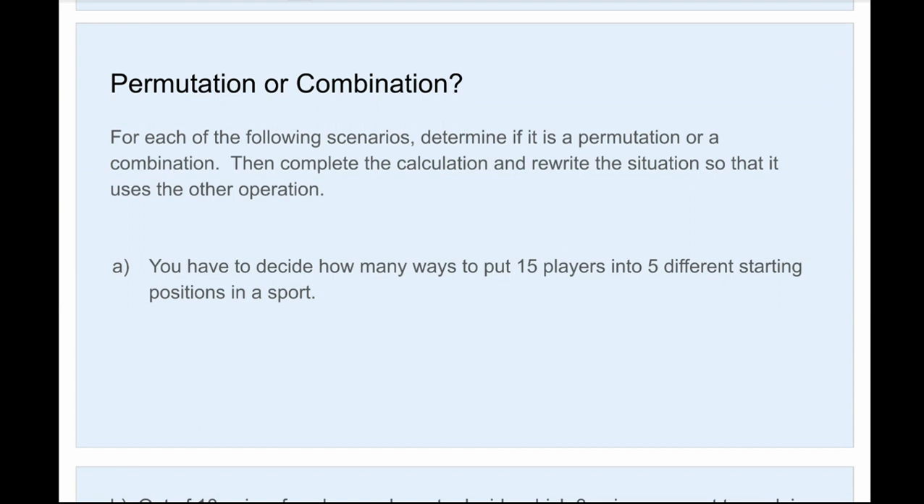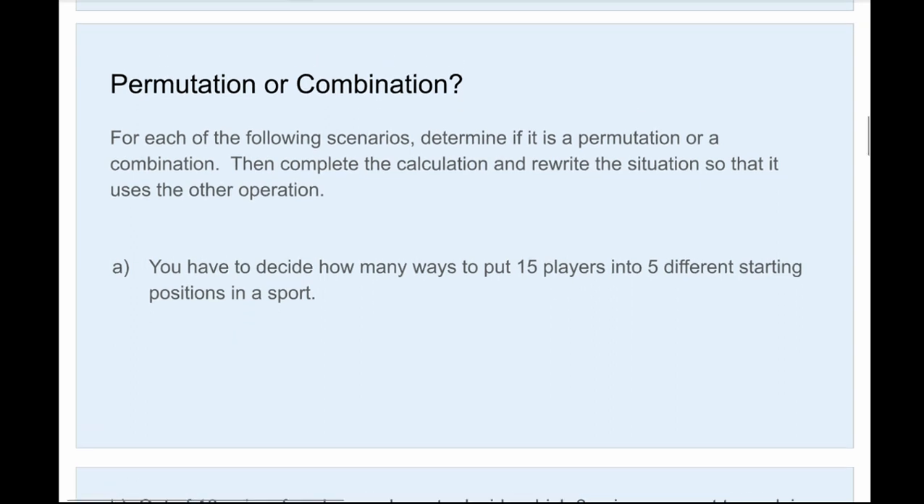So what we're going to do is try to differentiate between a permutation and a combination. We're going to complete the calculation, determine if it's a permutation or a combination, and then, depending on what it is, we're going to rewrite the situation so that it uses the other operation.